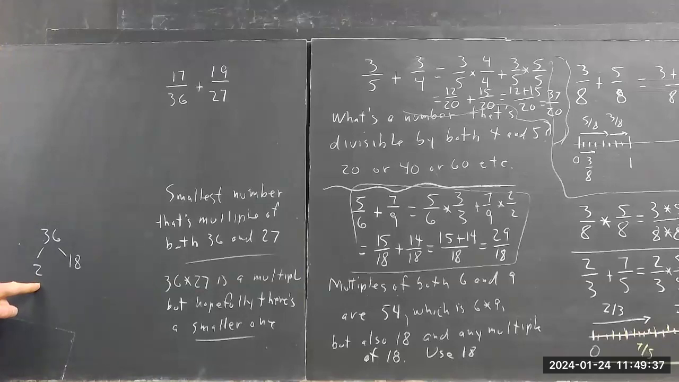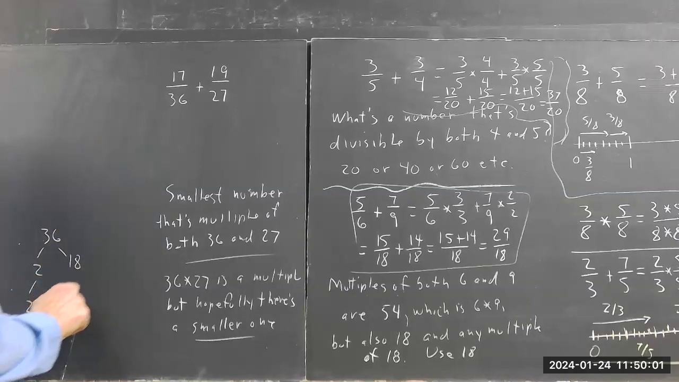Now, 2 is a prime number. There's no number smaller than 2 that divides into 2. Okay? What about 18? Can you divide 18 by something? What's the smallest number you can divide 18 by? Show me with your fingers. Smallest number would be 2. It's an even number, so divisible by 2.